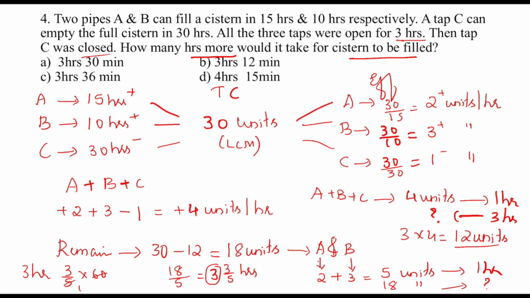So 5 ones are 5, 5 twos are 10, 5 sixes are 30... 3/5 times 60 is 36, isn't it? So therefore, how much more time will A and B take? They will take 3 hours 36 minutes. A and B will take 3 hours 36 minutes more to fill the remaining 18 units. Okay, so option C is the answer. Next problem.